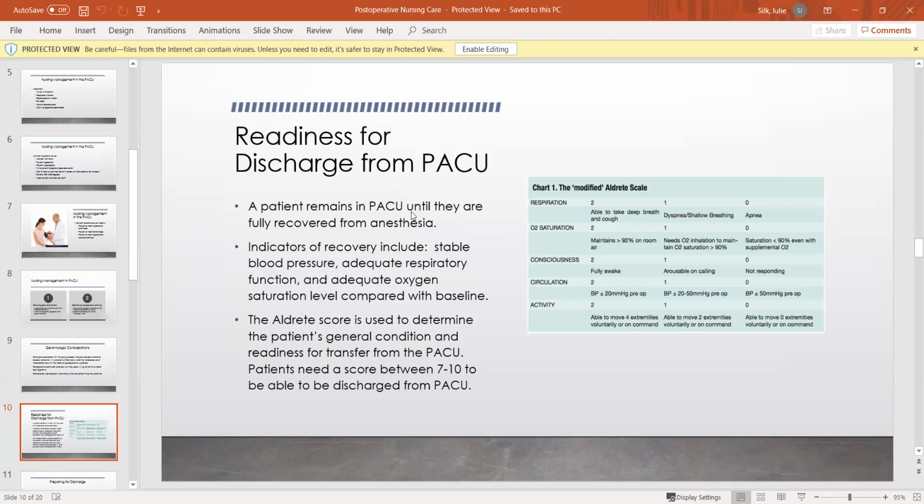If you don't get a 7 out of 10, then you have to stay in the recovery room for longer. If you still are there after a certain period of time, if your condition doesn't improve, then they're just going to transfer you to the ICU, if that's the case.